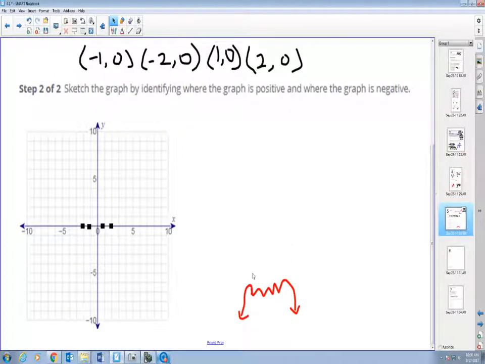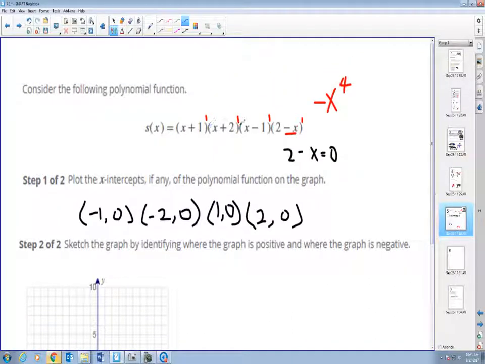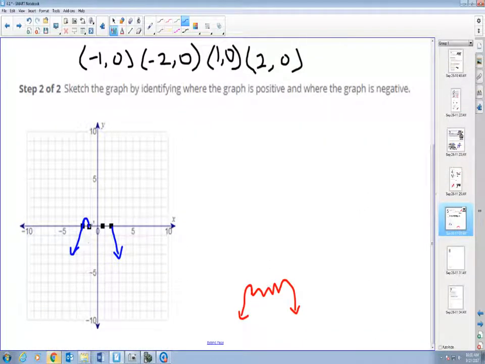Alright, so thinking about this picture, look at these points. I know my two outermost ends got to be down and down. So to the left of my negative 2, the y values are negative. Between negative 2 and negative 1 is positive because I got to cross it and turn back towards it. Why did I cross it coming from the left? Because the multiplicities on these factors are all odd. Cross over, cross back, curve back, cross over, and then curve back towards the rightmost and go down.